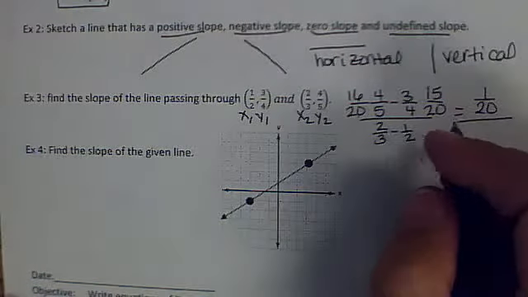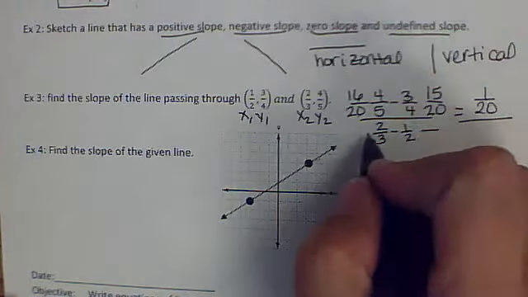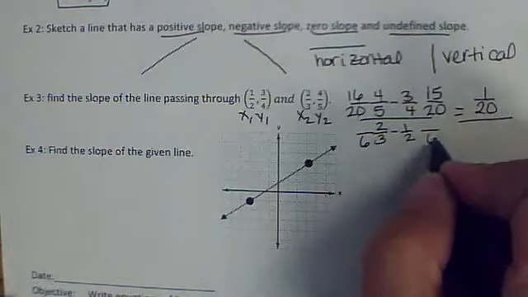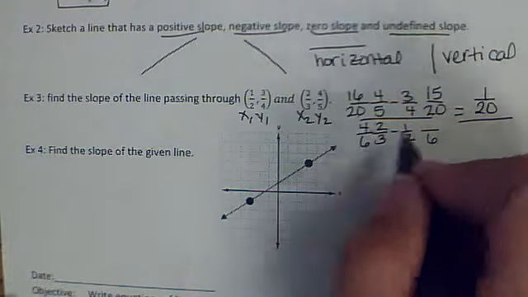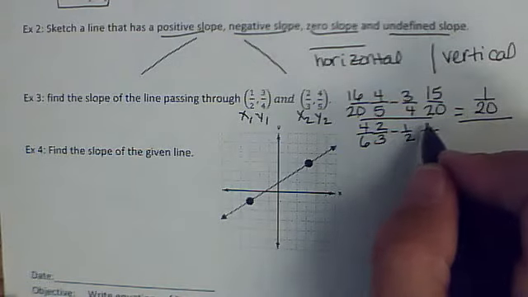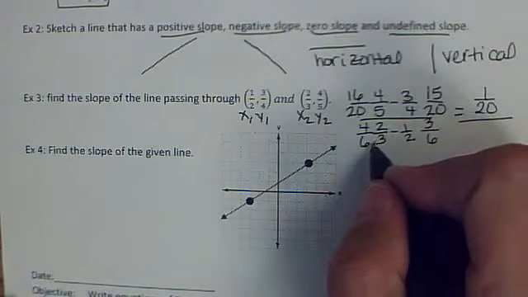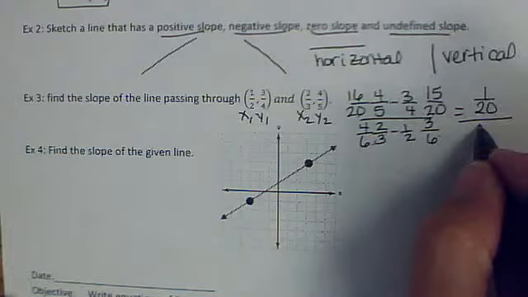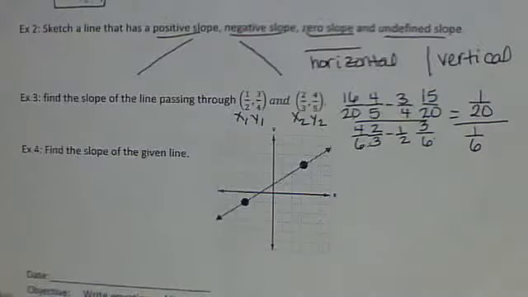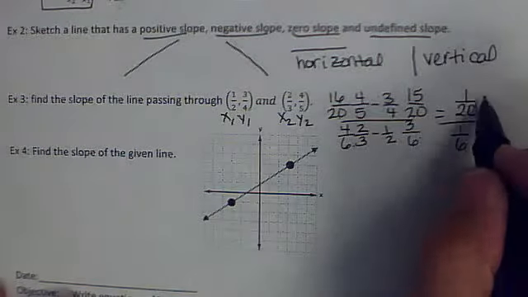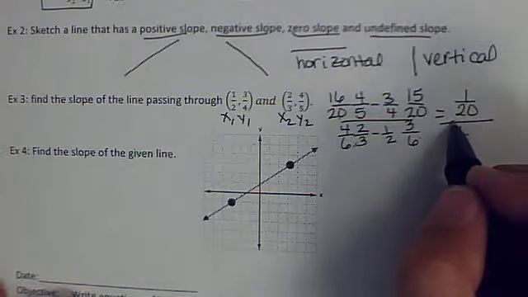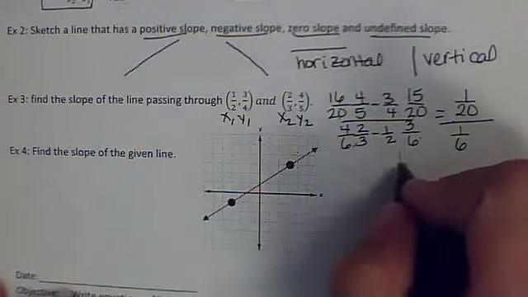On the bottom, 2/3 minus 1/2, the common denominator is 6. So 3 times what's 6? 2, so 2 times 2 is 4. 2 times 3 is 6, so 1 times 3 is 3. 4/6 minus 3/6 is 1/6. So I have a fraction over a fraction. What that really means is 1/20 divided by 1/6.